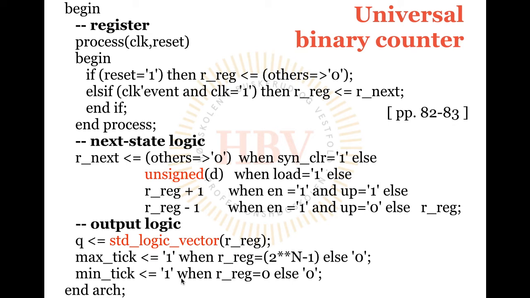The output logic tells us what will come out of the program, and as we can see, when we reach the maximum number, the max tick will show us 1, and when we are at 0, the min tick will show us 1. This is to make it easier to tell what will come out of the next state. If for example we are at the maximum number, which is 1111 1111, the next state should start at 0000 0000.